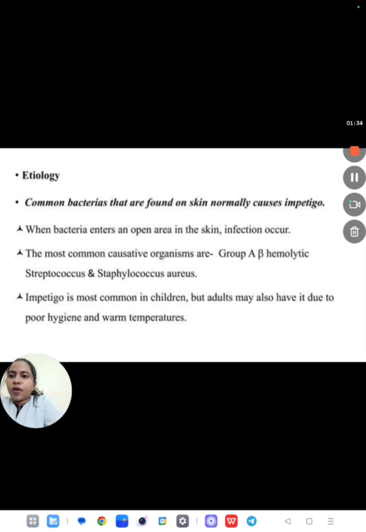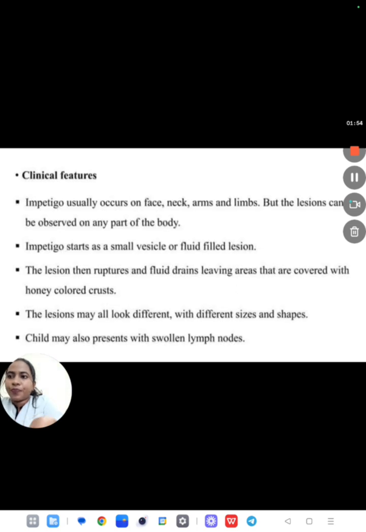Moving to etiology, common bacteria that are found normally on the skin cause impetigo. When the bacteria enters an open area in the skin, infection occurs. The most common causative organisms are group A beta hemolytic streptococcus or Staphylococcus aureus. Impetigo is most common in children but adults also have it due to poor hygiene and warm temperatures.